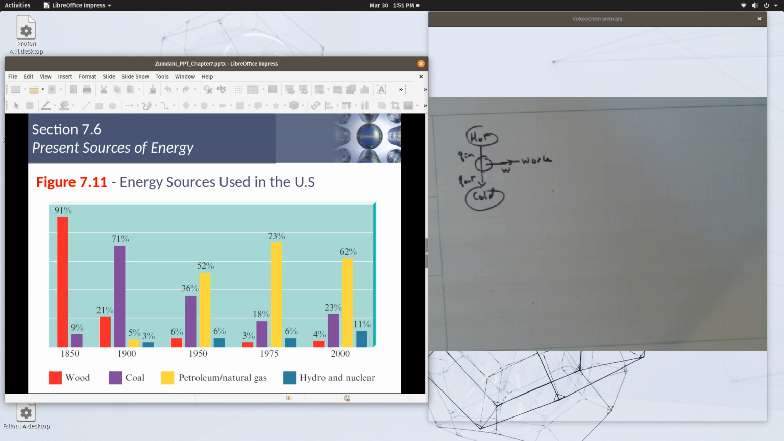of the energy source used in the United States was wood. People chop down trees, keep your house warm. Coal was the next. 1900, people started burning coal. This is part of the Industrial Revolution. Many coal plants. Petroleum and natural gas were certainly being discovered.